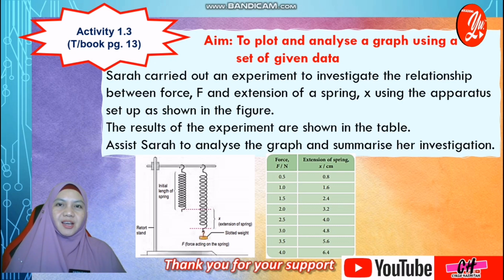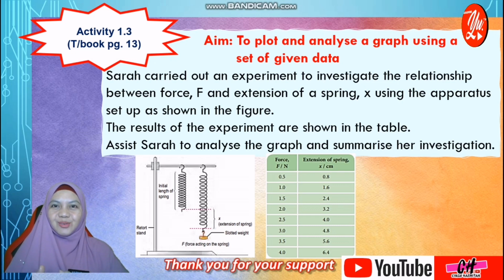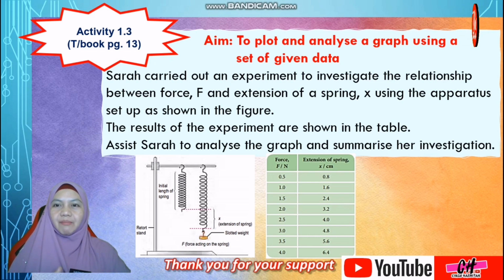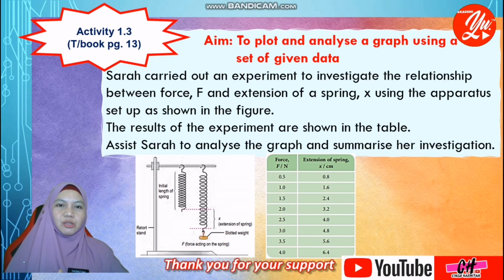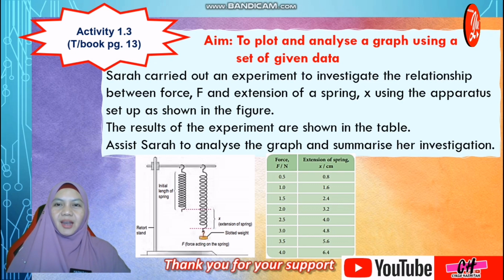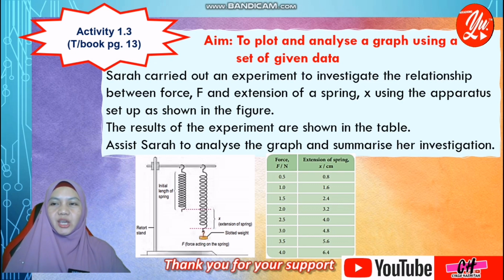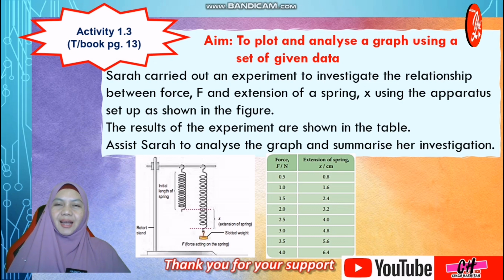So what do we have here? Sarah has carried out an experiment to investigate the relationship between force F and extension of a spring X using the apparatus set up as shown in the figure. You can see the figure clearly down there, and the results of the experiment are shown in the table. You have to assist Sarah to analyze the graph and help her summarize her investigation.